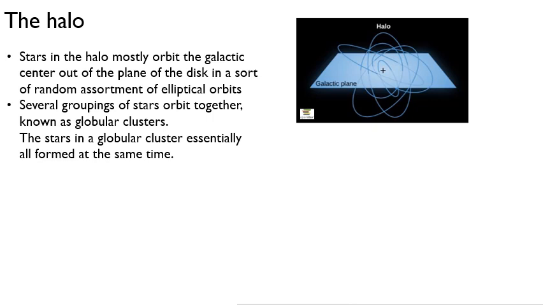Oftentimes the stars aren't just isolated, they're in groupings. So you have lots of stars together, hundreds, thousands together. And these are known as globular clusters. One really neat thing about the globular clusters is that those stars essentially all formed at the same time. And so we can learn about stellar populations and stellar evolution just from looking at these globular clusters. They're really rich sources of information.